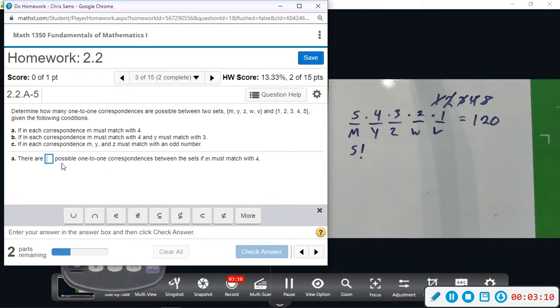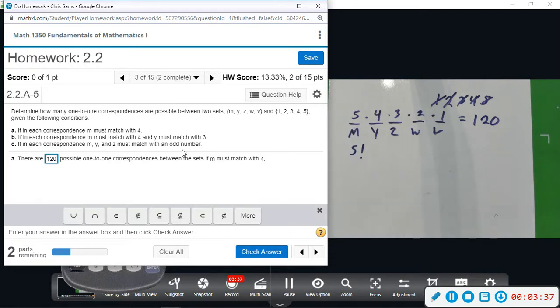So there are 120 one-to-one correspondences between the sets if M must match with 4. Okay, so I made a mistake. This would be if you were matching each letter. Any letter could be matched with any number. You would have 120 if you're doing the whole set.